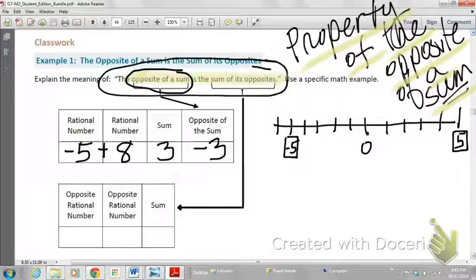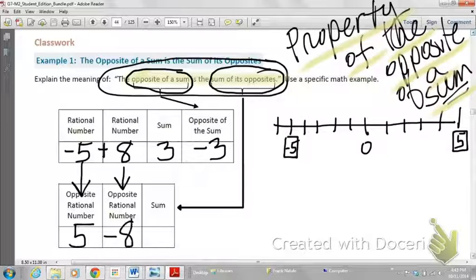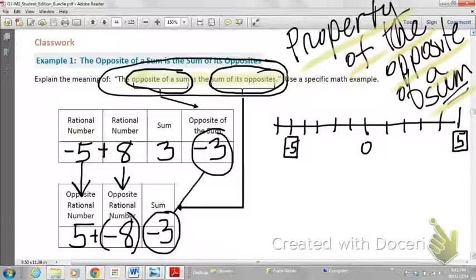Now the sum of its opposites part is a little bit confusing because when I think of its, I'm thinking they're talking about this sum, but they're not. What they're talking about are the other numbers, these right here, the rational numbers. So the opposite rational number from -5 is 5, and the opposite rational number of +8 is -8. And then if I added those, 5 plus a negative 8, you have a negative 3. And you can see these two are the same.